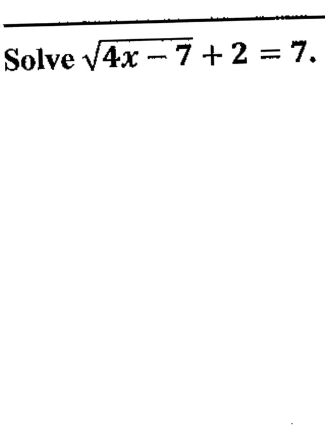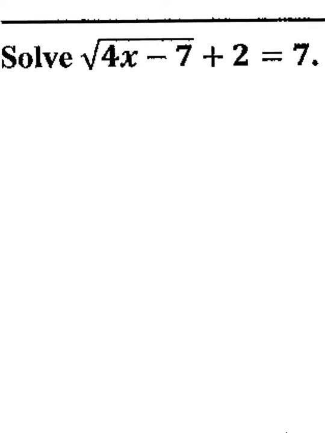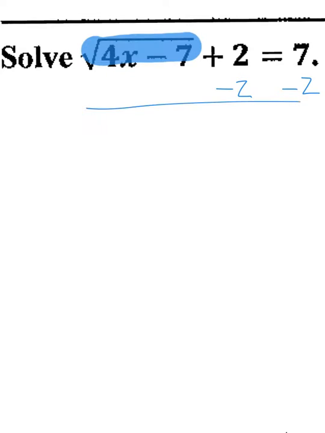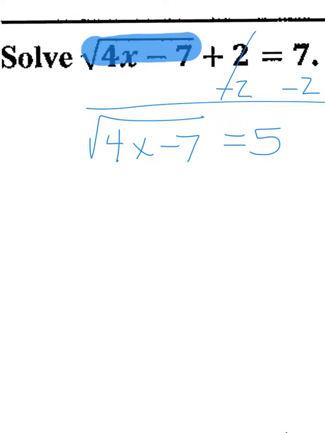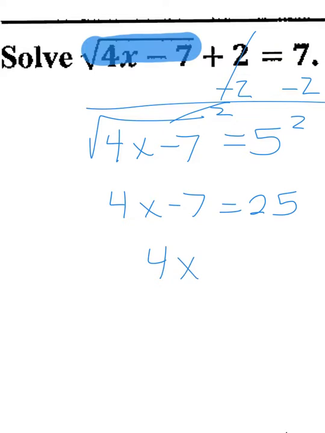So example 2, again, we're going to isolate the square root first, so we get this whole piece by itself. To start, we're going to subtract the 2. Anything that's not inside the radical goes to the other side. So we have the radical of 4x minus 7 equals 5. Then we're going to square both sides. So 4x minus 7, because the square and square root cancel each other out, equals 25. We're going to add the 7 to the other side. So 4x equals 32, and then divide by 4. And x equals 8.